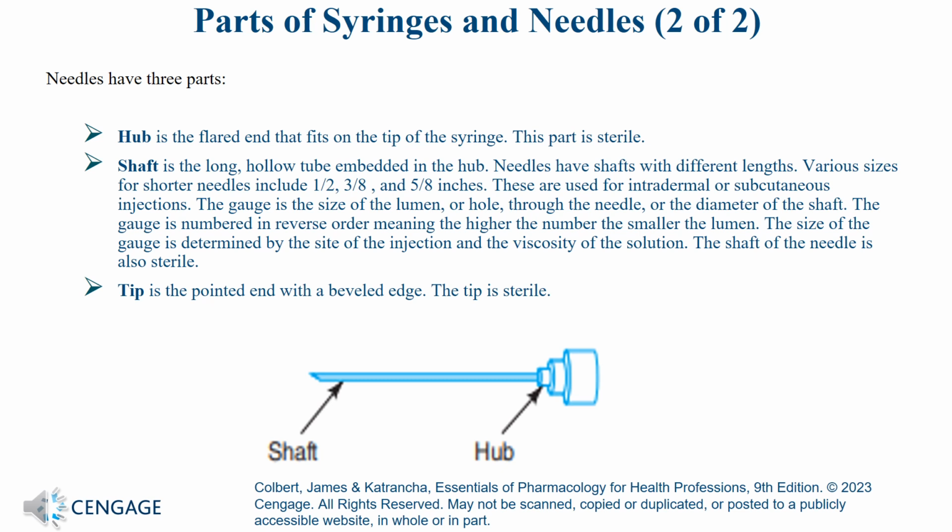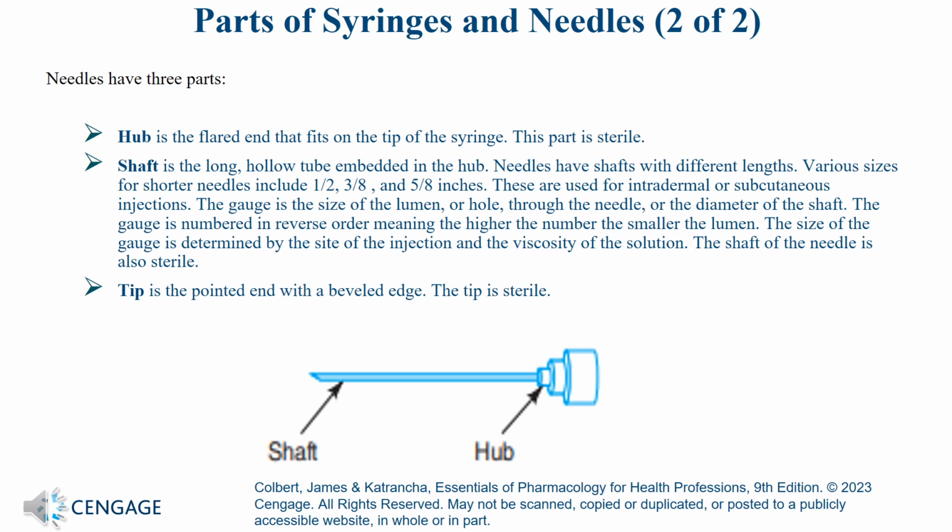We have the hub, which is the flared end that fits on the tip of the syringe. This part is sterile. Your shaft is the long hollow tube embedded in the hub. Needles have shafts with different lengths. Various sizes for shorter needles include a half, 3/8, and 5/8 inches. These are used for your intradermal or your subcutaneous injections.